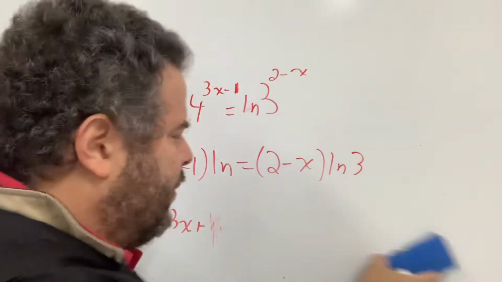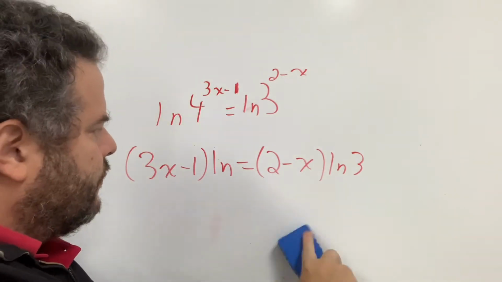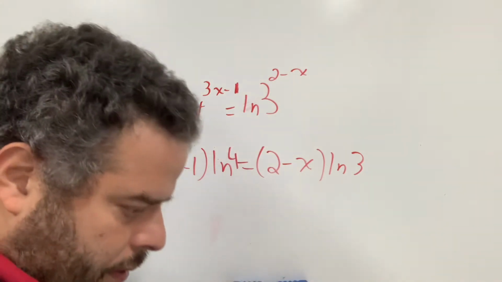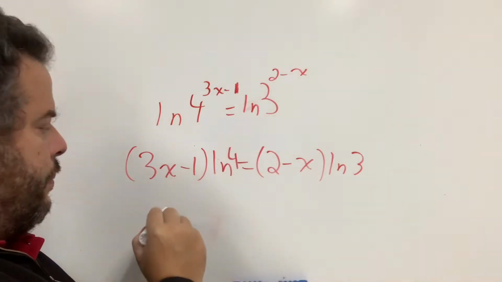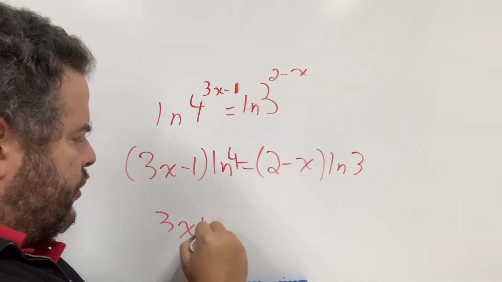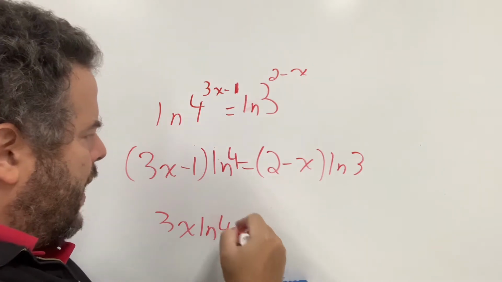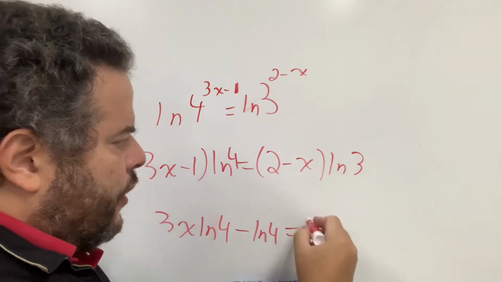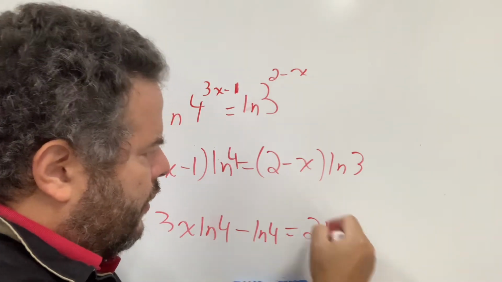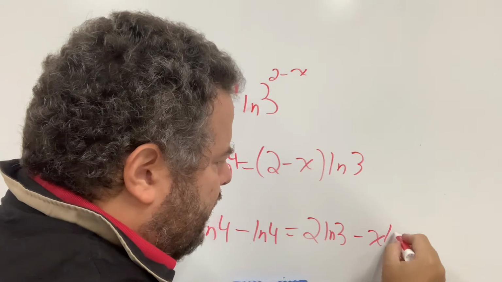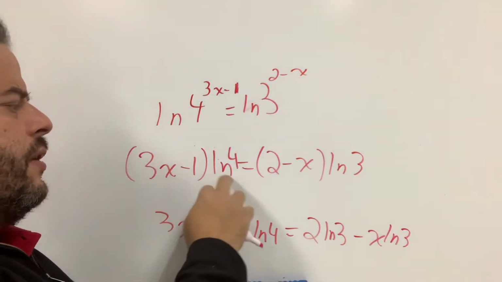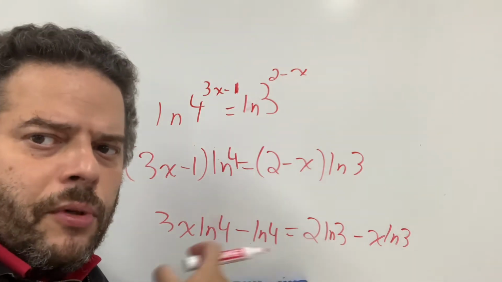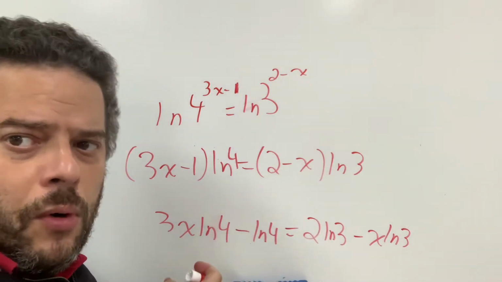Wasn't making sense. Give me 1 second. So when I multiply, again, 3x natural log 4 minus natural log 4, again, you multiply, equals 2 natural log 3 minus x natural log 3. Remember, when you multiply logs, you don't multiply this number by the number of the log. You just multiply it by the front coefficient, which would be 1 in this case.